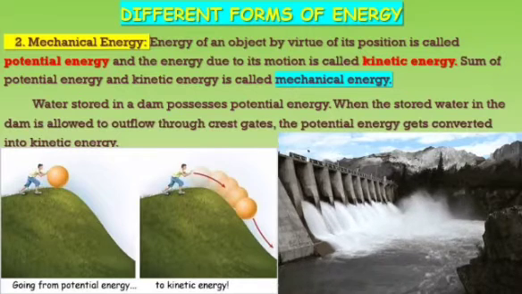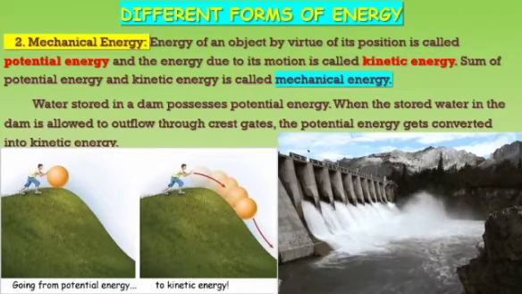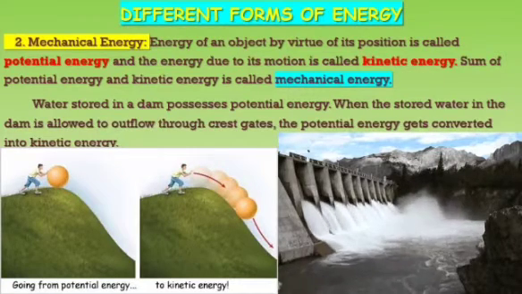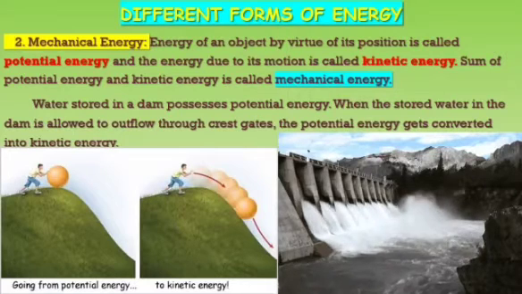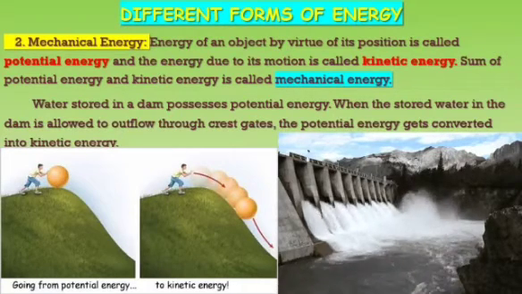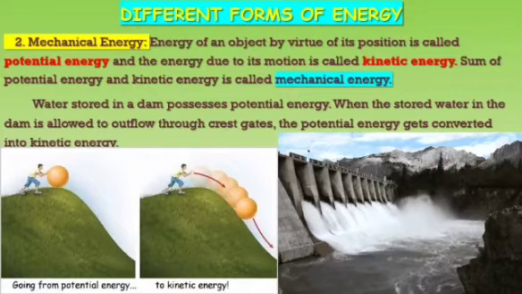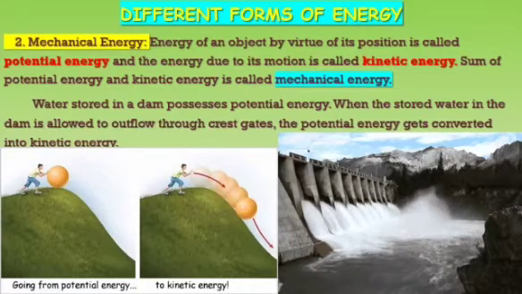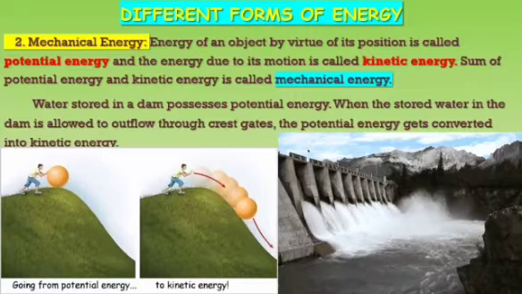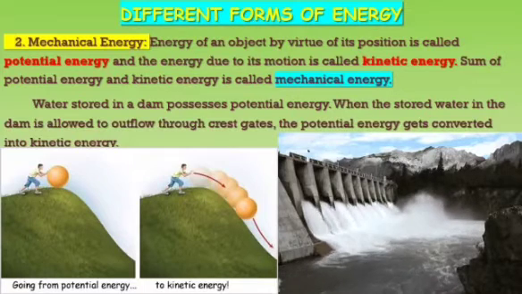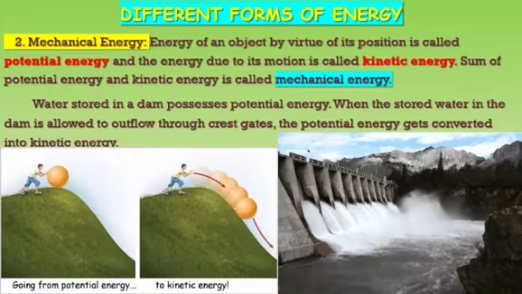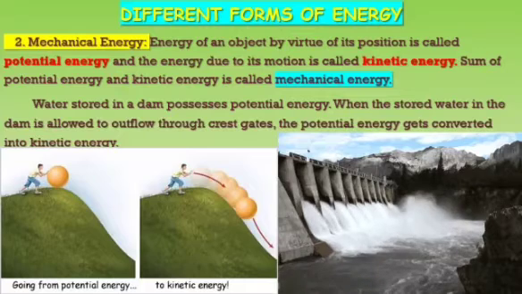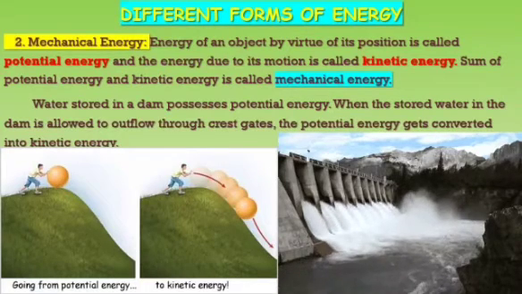And at that time the potential energy in water is converted into kinetic energy because the water starts moving. It starts flowing. Any object when it is moving has kinetic energy. So the water stored in the dam has potential energy. When the same water is let to flow out through the gates, that potential energy is changed into kinetic energy. It gets converted. And the total of potential energy and kinetic energy is called mechanical energy.